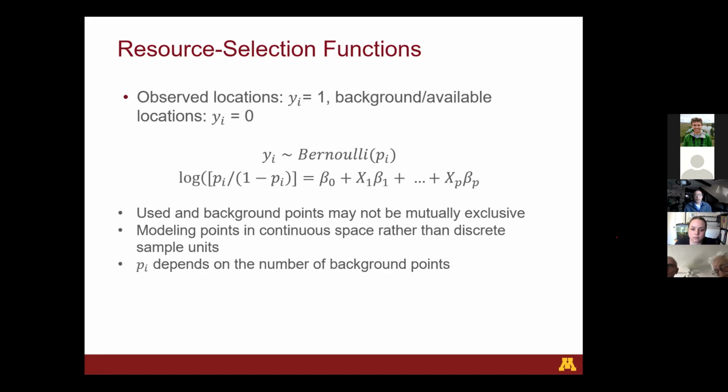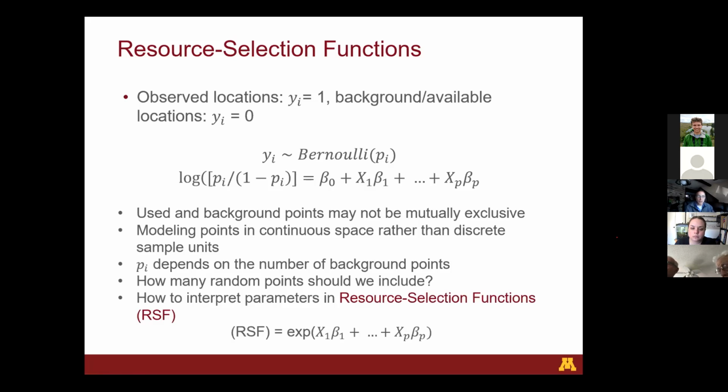And the other thing that's a little bit different here is that our probability of getting a 1 in this case depends on how many of these background points we sample. So there's often been questions about, well, how many random points should we include? And that's not always been clear in the literature. And then the last thing is there's always questions about how do we interpret these parameters. In the literature, the recommendation is to focus not on that inverse logit transformation, but this exponential transformation, and to refer to that as a resource selection function. And if you read the literature, those resource selection functions are said to be proportional to the probability of use. But again, thinking in terms of probability use of individual points in space is challenging. So it's better to think about models in continuous space, models of density of points.